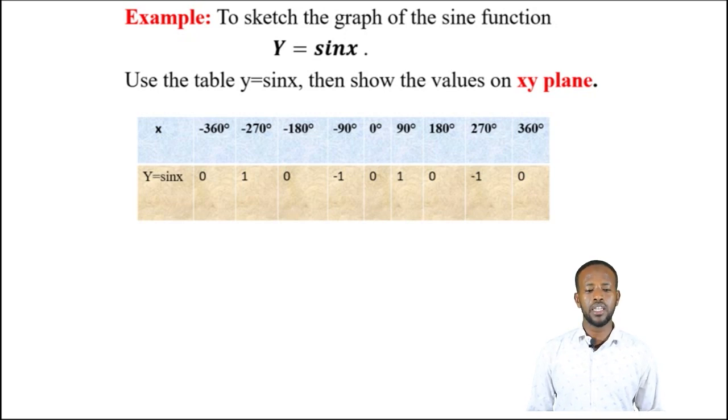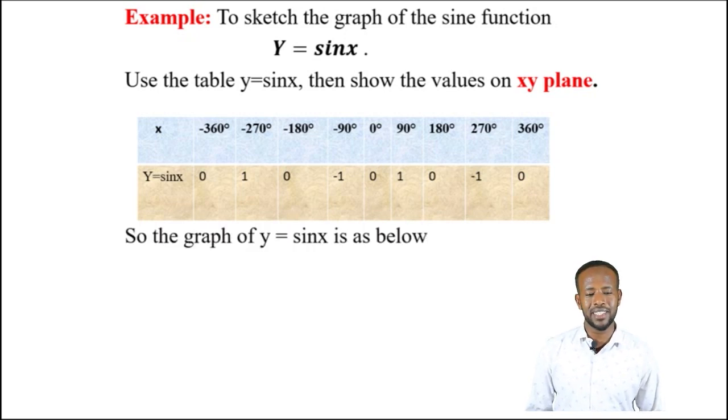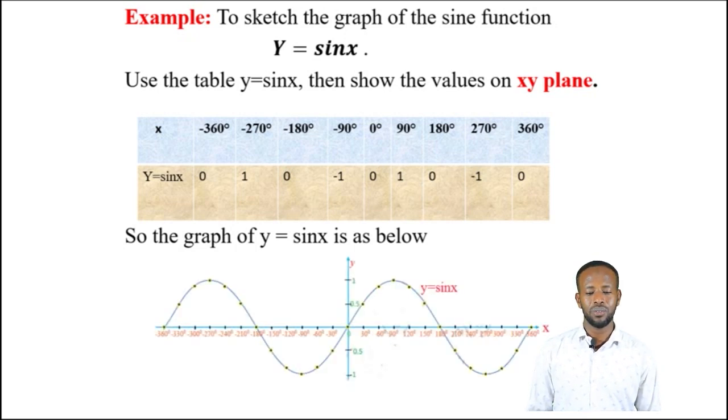It will become like this. So the graph of y equals sine x is as below. Look, this is the graph. What's the difference?